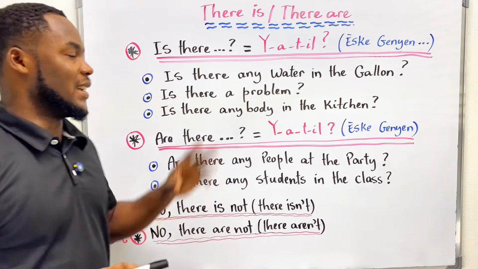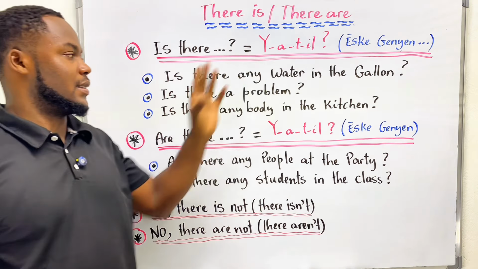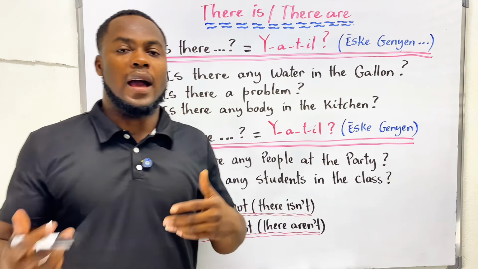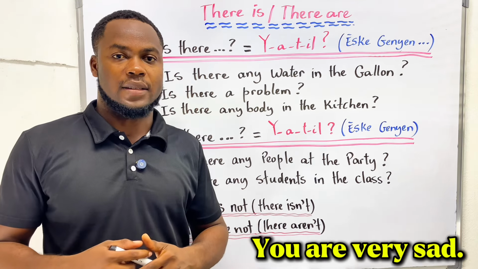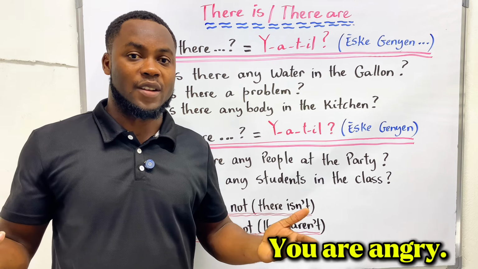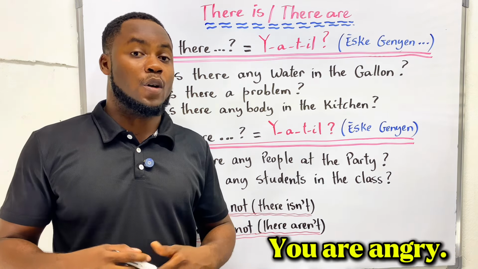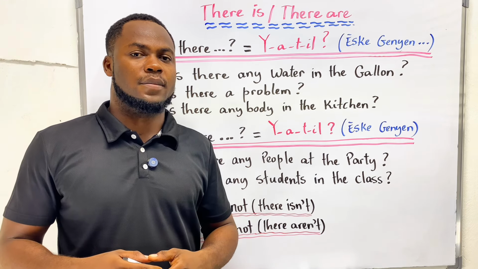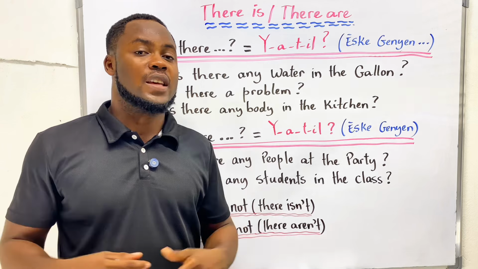Good. So, the next example we're going to take is, est-ce que genyen un problème? I see you are very sad, you are angry, you are upset. And I say, hey, est-ce que genyen un problème? Is there a problem?